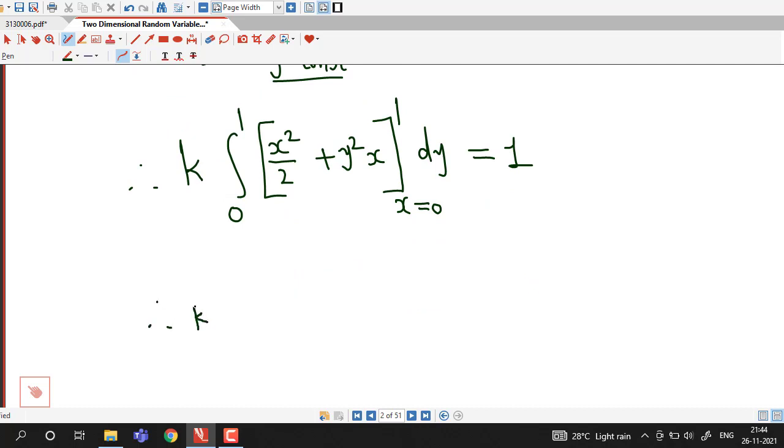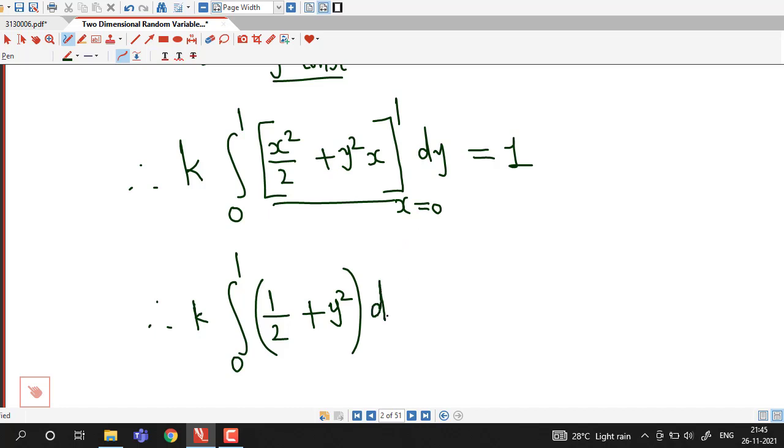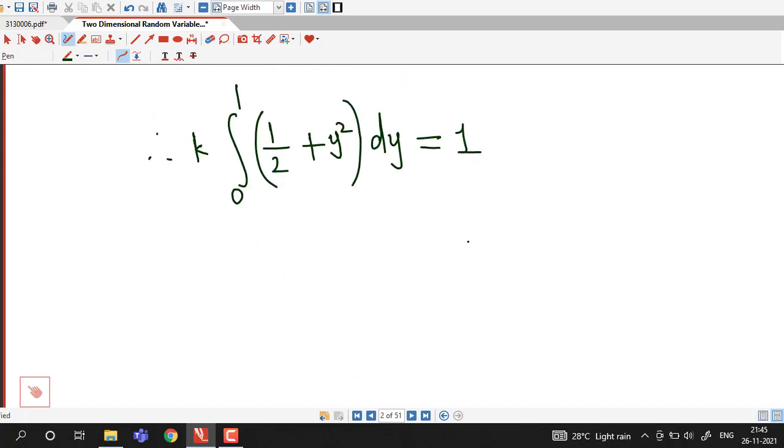Therefore k times integral from 0 to 1, first we take x equal to 1, so we have 1 by 2, 1 square is 1 by 2 plus y square into 1, and lower limit is 0, so if we put x equal to 0, then we have 0 for the lower limit. So we have integral of 1/2 plus y square dy equal to 1.